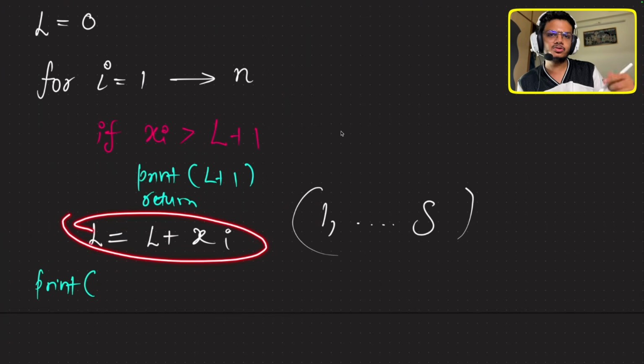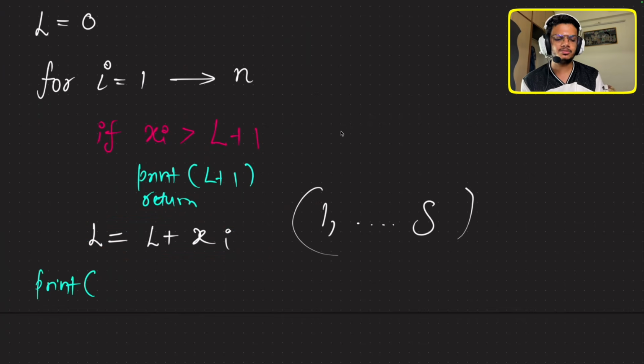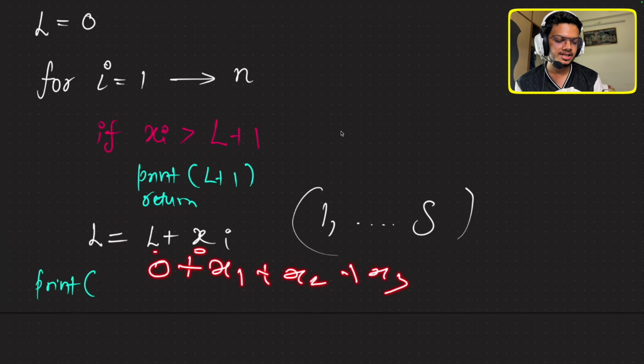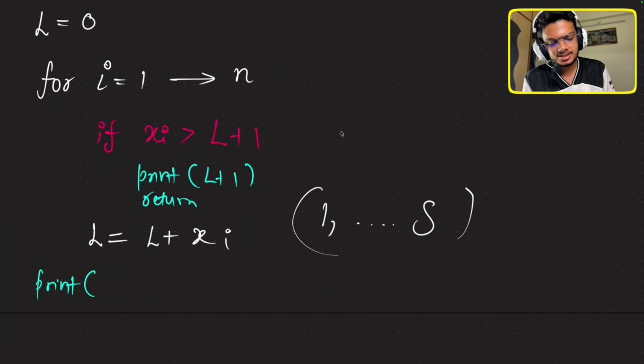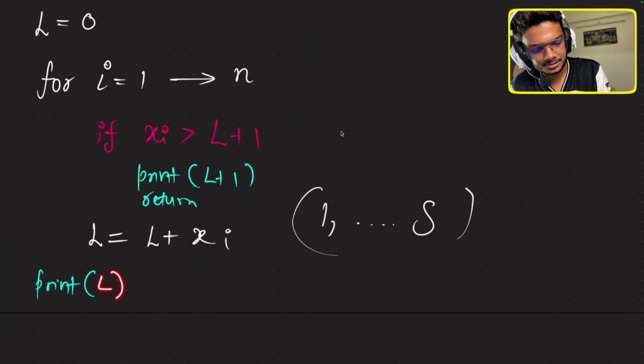Or if you observe a little bit, this L's value will actually be equal to the sum of all the array elements, because what you're effectively doing is, to L you first add x1, then to this L you add x2, then x3, and it was initialized to 0. So if this loop has ended and you've still not returned, this L value will be equal to the sum of all the elements. So you can just print L here, and it will be the answer.